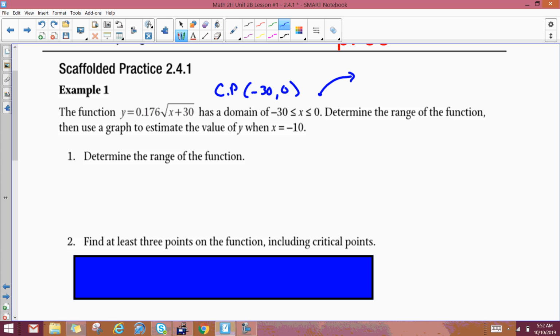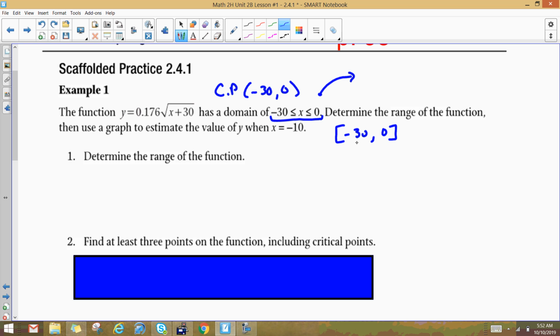Determine the range of the function, then use the graph to estimate the value when y equals -10. We're just going to talk about a couple of these points. But what they're telling us is that this is a domain, if I was to write out in our notation, of [-30, 0]. Well, we know that this graph normally goes on forever, but they are choosing to restrict the domain for us. They don't tell us why, but they're restricting it. So how would we figure out the range?